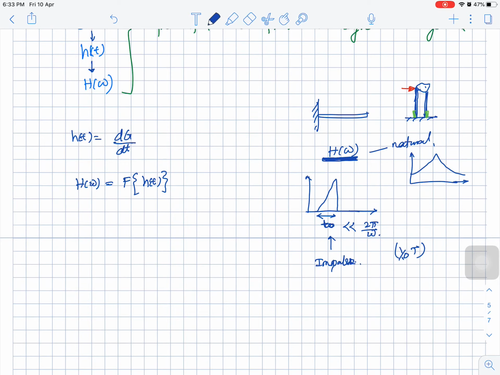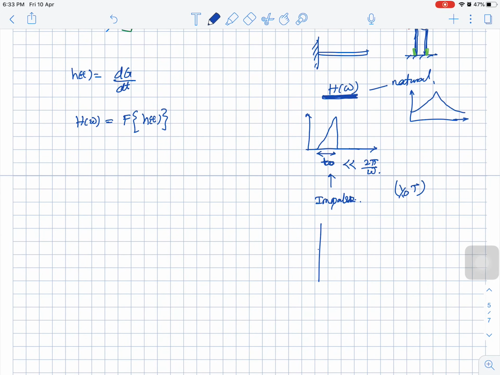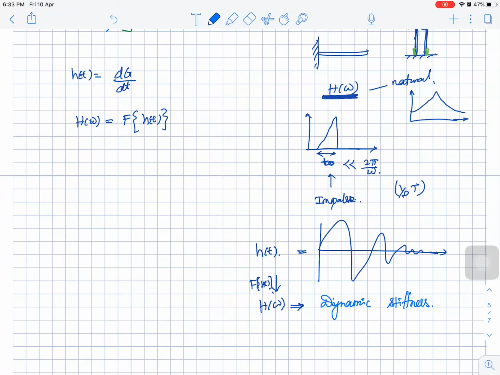Once you give the impulse, you will get the response function like this, which is called h of t. Now you take the Fourier transform and you will get the dynamic stiffness, which will give every piece of information the system has, that will help us to design the system and understand the system better. This is the awe factor in this course.